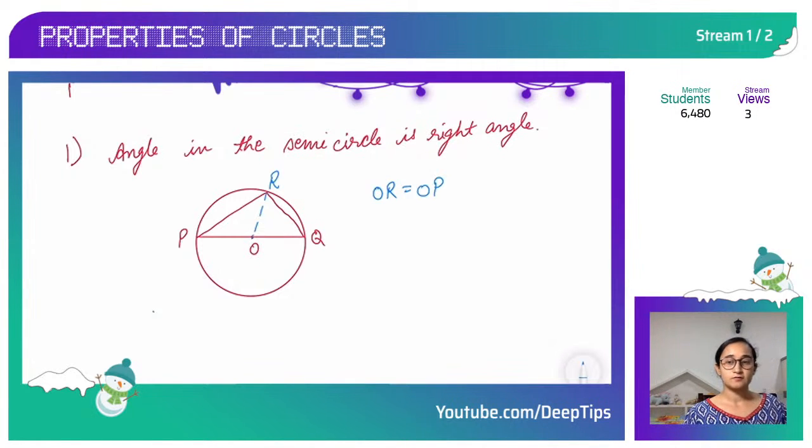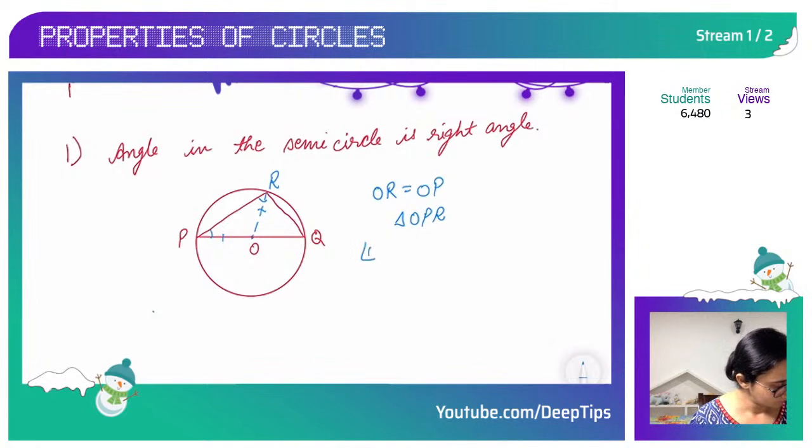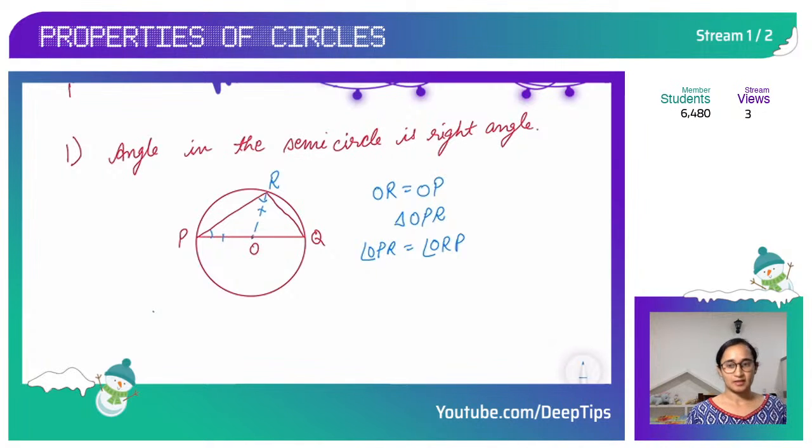So which kind of triangle is this? Triangle OPR is an isosceles triangle, right? We know the rule of an isosceles triangle, that equal sides have equal angles opposite to them. So I can say this angle is equal to this angle. Angle OPR is equal to angle ORP. All these things we have learned in our previous grades, where we learned about different types of triangles, angles and the different properties based on them.